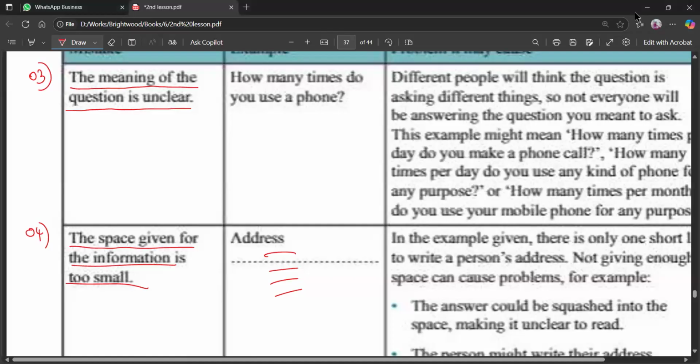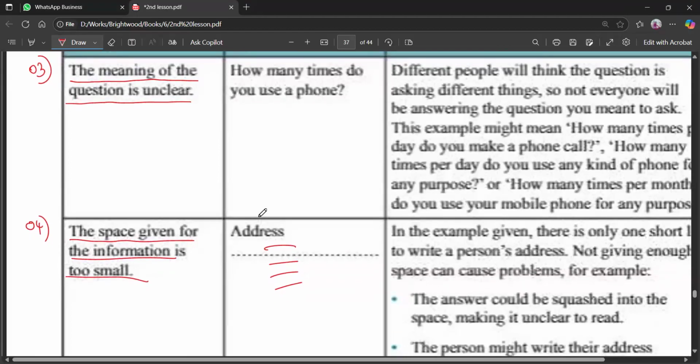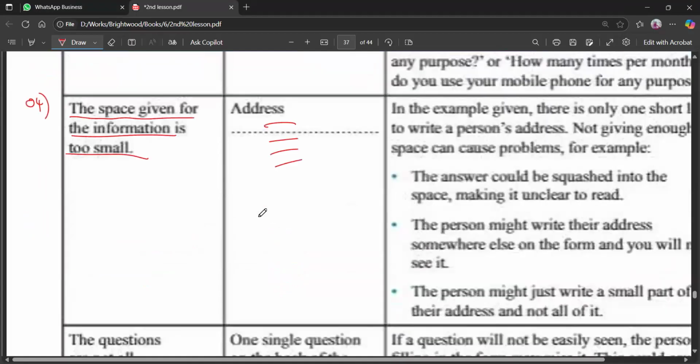Yes. Those are mistakes that are commonly seen. The meaning of the question is unclear. The space given for the information is too small. Okay, it may be common mistakes. Any more?